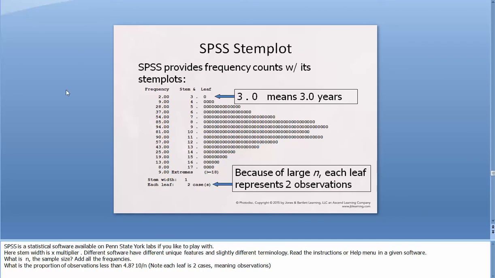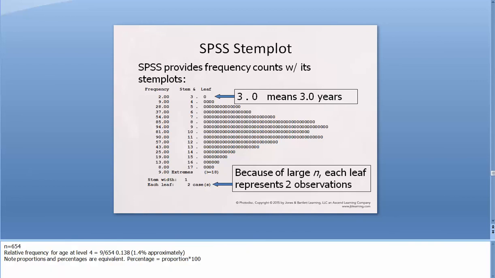All right then, so SPSS is a pretty common software. So learning how to interpret stem plots of SPSS would be useful. So that's why I put this. Okay, so let's go to the next slide.